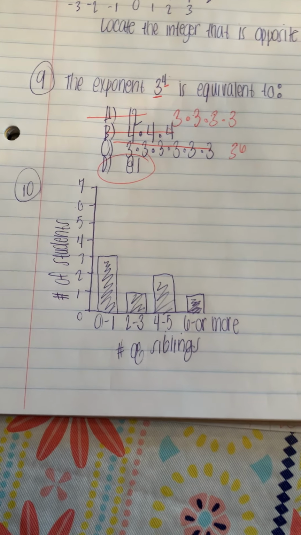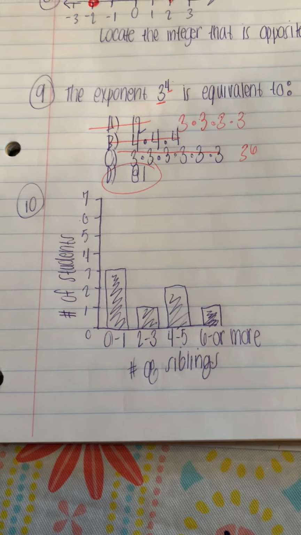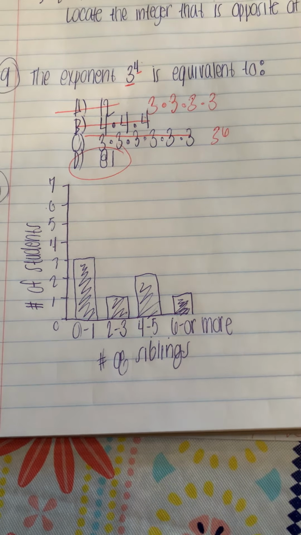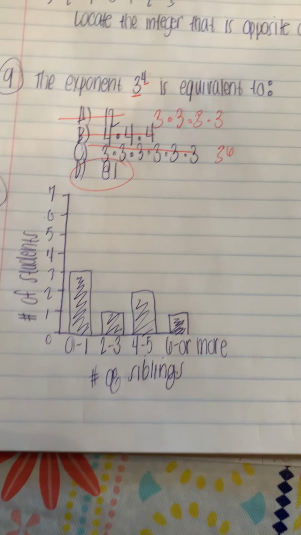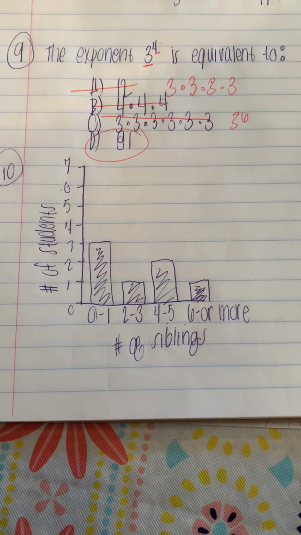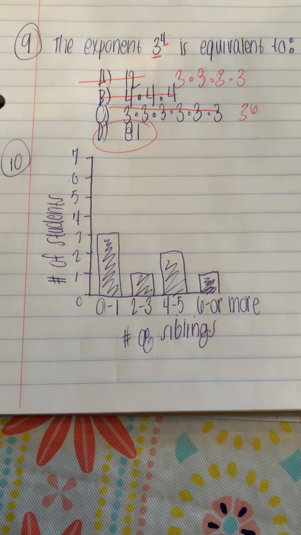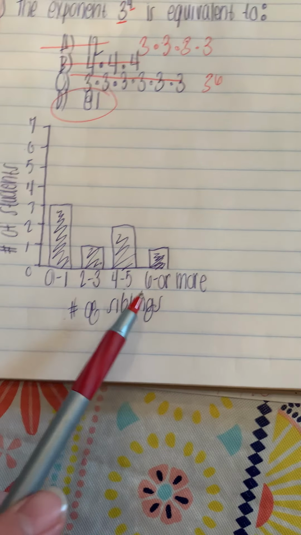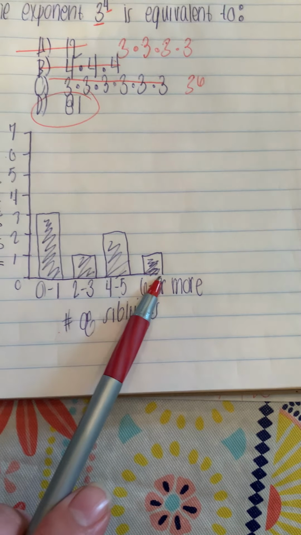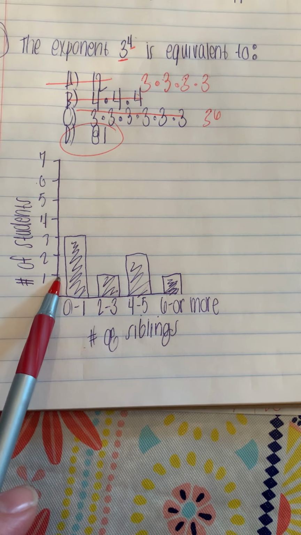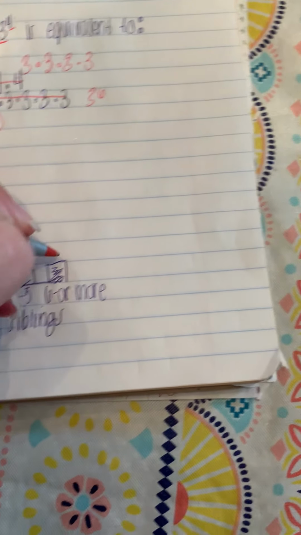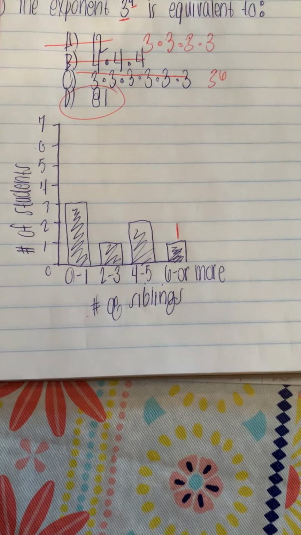Okay. And the last one, number 10, this is a histogram, and you're going to be given a question such as, how many students have 6 or more siblings? So down here's the number of siblings, here's 6 or more. How many students have 6 or more? So the bar goes up to here, which is 1. So there will be 1 student that has 6 or more siblings.